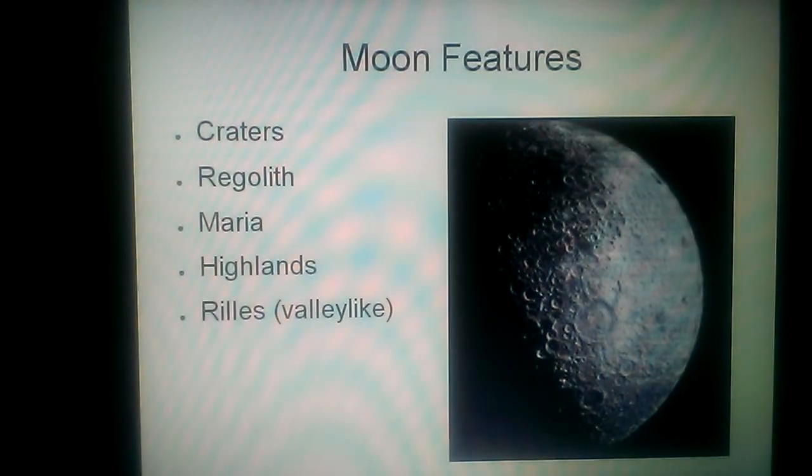So things you want to keep in mind, the features are impact craters, regolith, which is the dirt on the surface, maria or mar, those dark, large areas we looked at, highlands are your lighter color areas, and rills are the valley-like areas on the surface of the moon.